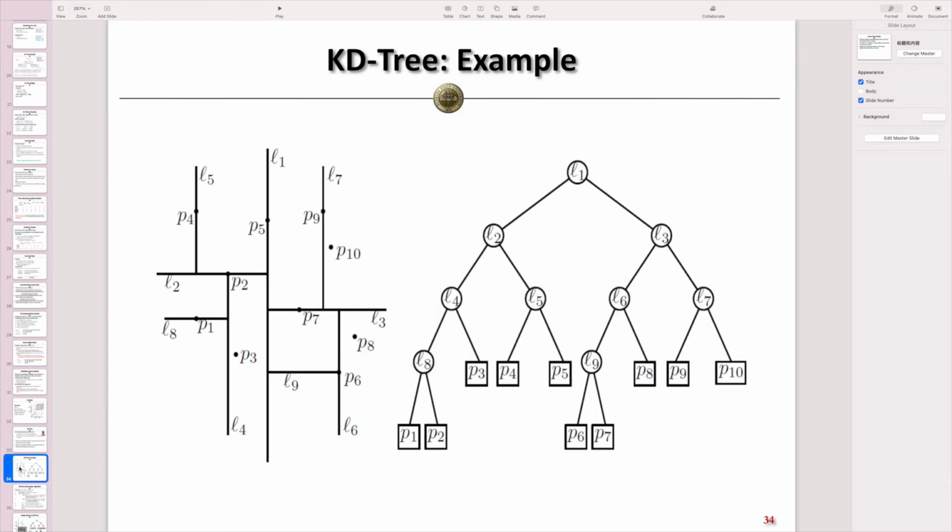Let me show you with an example how to construct a KD tree which can be used as these index tables. Here let's assume we have a feature space with two dimensions, x and y.